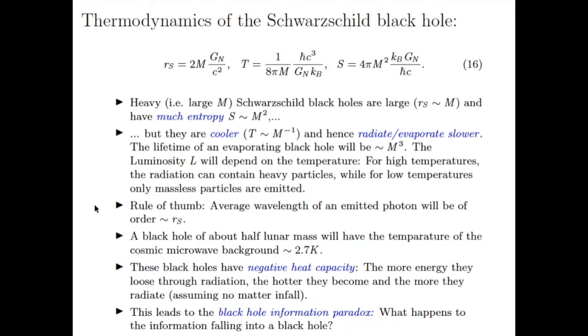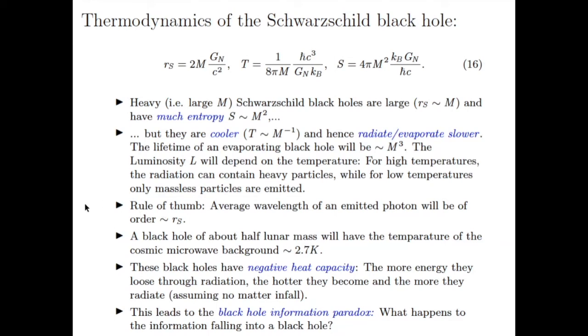You could never have a sharp picture of a black hole from its Hawking radiation, because the wavelength of the average quanta of radiation is always going to be of order of the event horizon. So you could never have a well-resolved picture of the black hole from its Hawking radiation. It's always going to be fuzzy. It's kind of an interesting result.